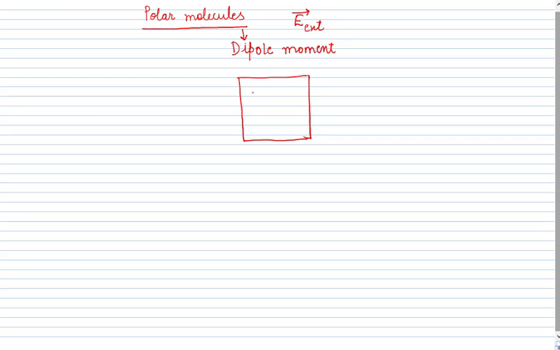Say you can draw some dipoles. This is a dipole, this is a dipole, this is a dipole, or this may be a dipole. So all these are dipoles, but they are oriented in random directions. These are not aligned along the same direction. They are random. This is when there is no external electric field.